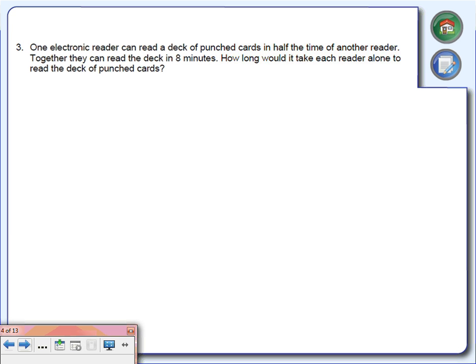All right, so here we go. This is number 3. First thing I'm going to do is let x, there's 2 things I'm looking for here. I'm going to let x represent the time it takes for the first reader to read this deck of cards. Now, when I say time, what am I talking about? Minutes, hours, seconds, days? Minutes. So out to the side, I'm going to make sure that I put down that I am talking about minutes. So again, x is going to represent how long it takes for the first reader to read this deck of cards by itself.